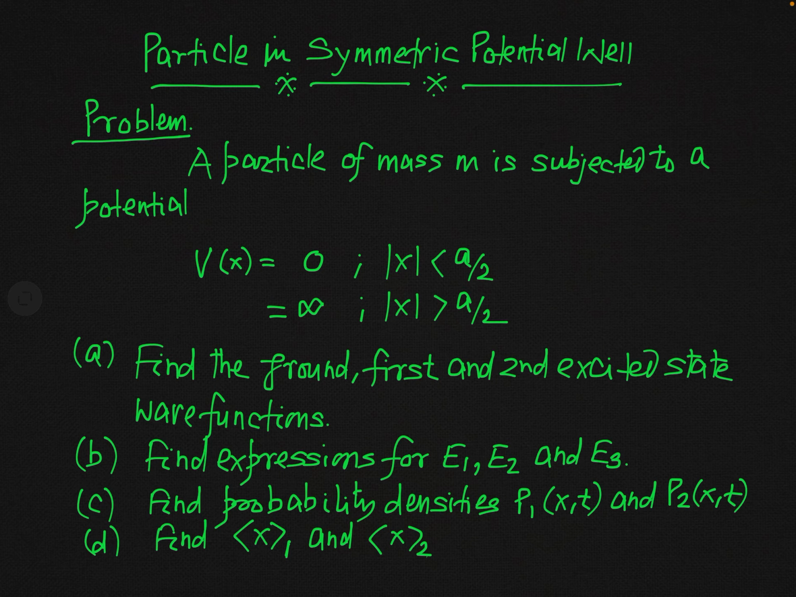You can see the problem says that a particle of mass m is subjected to a potential V(x) equal to 0 when the modulus of x is less than a/2, and it is infinity when the modulus of x is greater than a/2. This is the simple description of a symmetric square well potential.